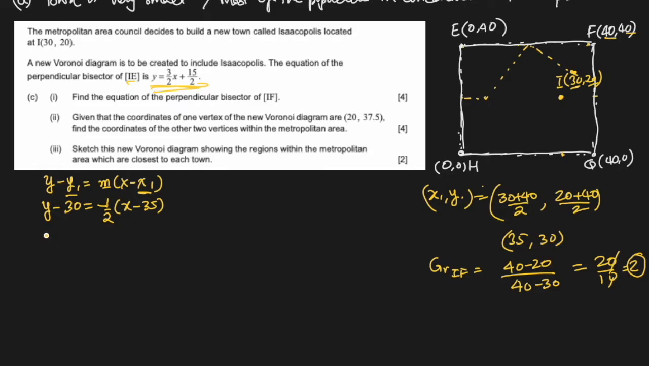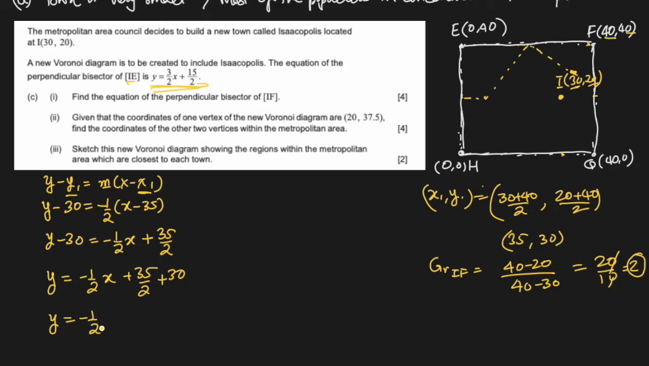Okay, so let's open the bracket now. y minus 30 equals negative half times (x minus 35), so negative half x plus 35 over 2. And let's bring 30 here, so y equals negative half x plus 35 over 2 plus 30, which comes out to be, let's write the positive number first, 60 plus 35, 95 over 2 minus half x. This is the equation of the perpendicular bisector of IF.